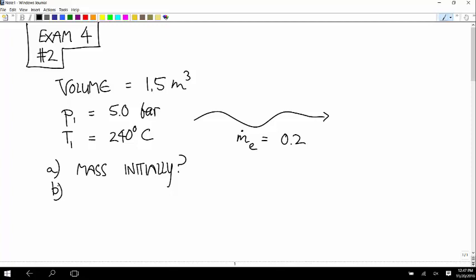Second is the time at which 67.825% of the mass has leaked out. So in other words, we can think of that as M2 is equal to 0.32175 M1.